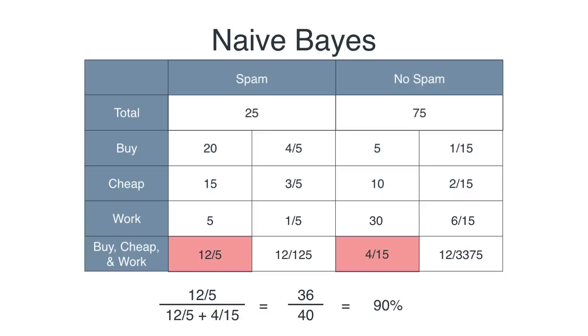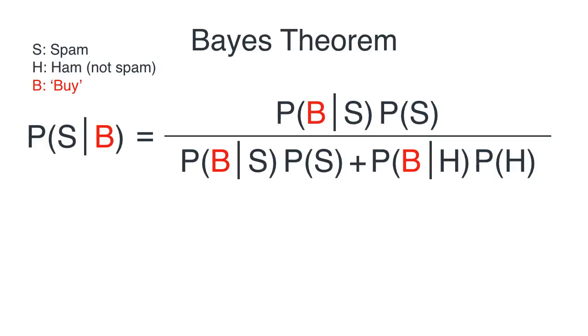So if you like formulas, this is really what happened in the background. This is the formula of Bayes theorem, and the letter S stands for being spam. The letter H stands for ham, which is actually what they call emails that are not spam. And the red letter B stands for buy. So probability of S given B. When you see that vertical bar, that is a conditional probability. So what the left says is probability of spam if the word buy appears.